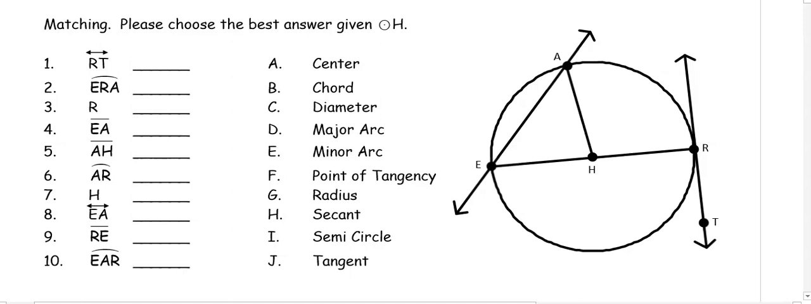This video is to review the topics from Unit 11 circles for tomorrow's test. So the first section is matching. We want to choose the best answer given circle H.